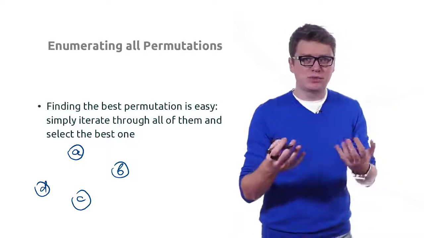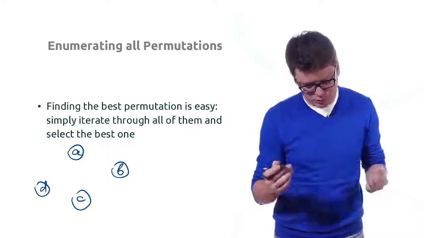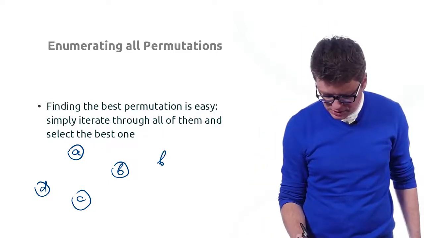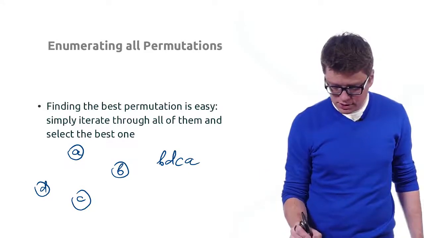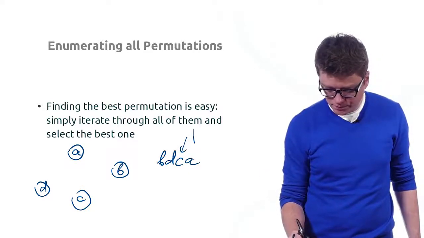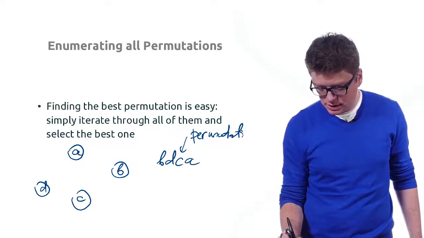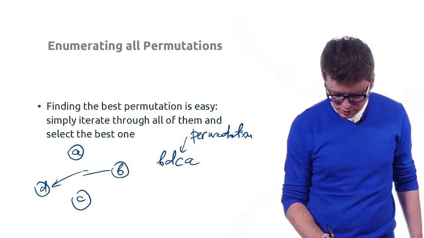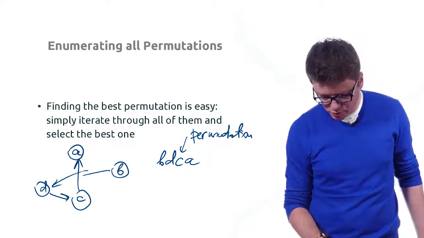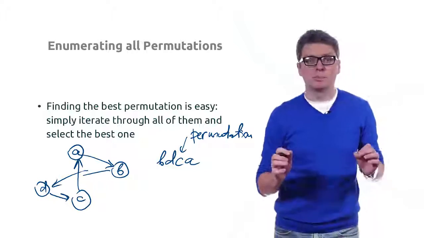So what we need to find is actually an order of visiting these nodes. One such order is, for example, BDCA. So this is a permutation, right? And of course it defines a cycle. From B we go to D, from D we go to C, from C we go to A, and then we return back to B, because this is the first element of our permutation.